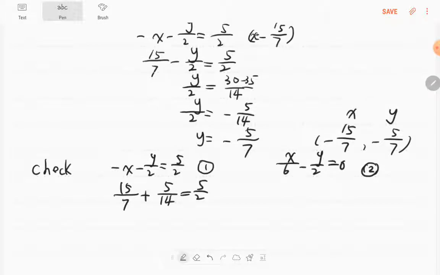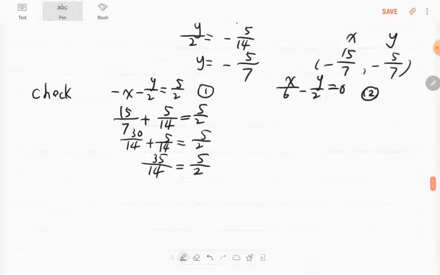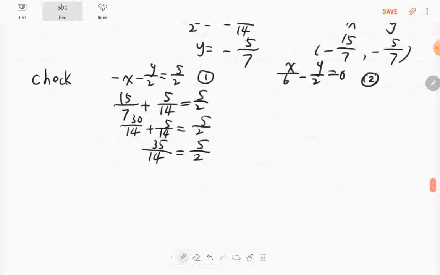So let's check this one. We will get 14 over 30 plus 14 over 5. So we will get 14 over 35 over 14. So we find the common factor is 7. So divided by 7. So we will get, it's true, left side is equal to right side.